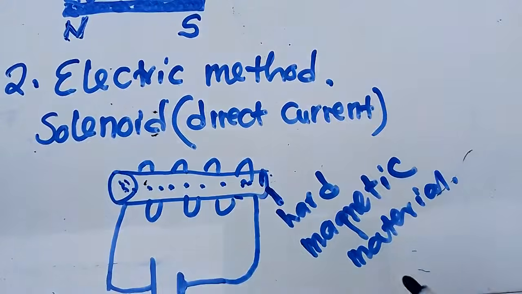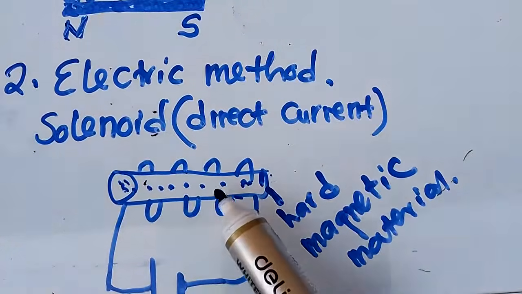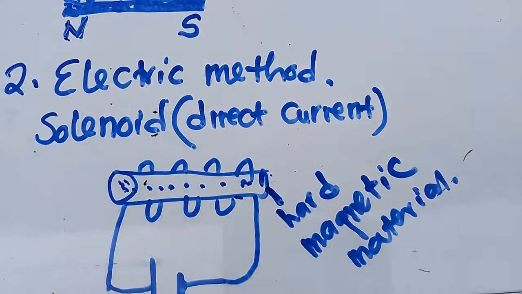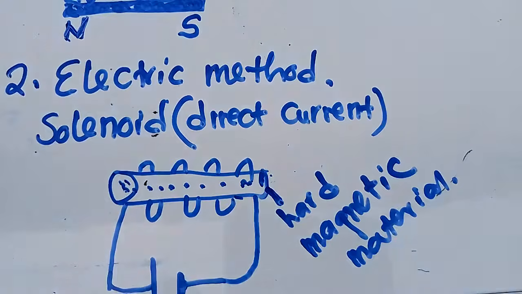So this one will become a magnet. One thing you need to understand is that this is the best method to make powerful magnets. If a question comes in your exams, which method do we use to make a powerful magnet? It is called the electric method, where we use the electric solenoid. The magnet which is made with an electric solenoid is called an electromagnet.